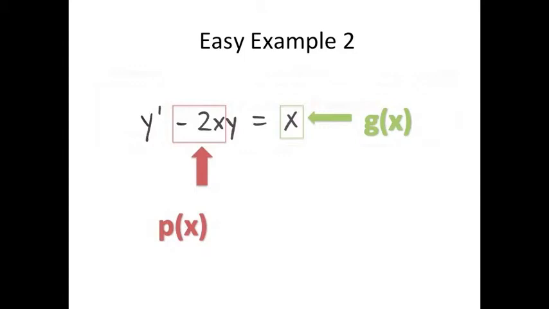Now we're able to see that p of x, according to the first equation, is negative 2x. It's important that you take the negative sign with you because in the first equation that was just a plus sign, so the negative has to go with you for the p of x, and that g of x is just equal to x in this case.